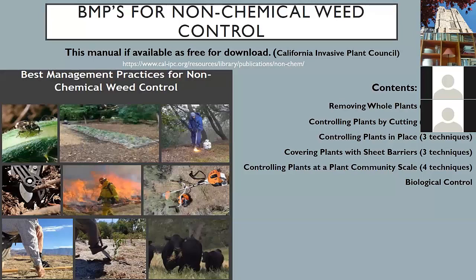And this manual also shows you how to use the techniques, caveats, potential hazards to humans, environment, and cultural resources, when not to use that technique, and it has some really great photos.